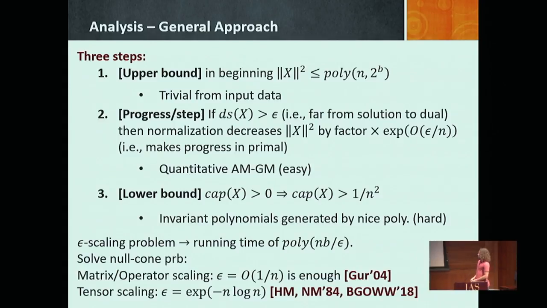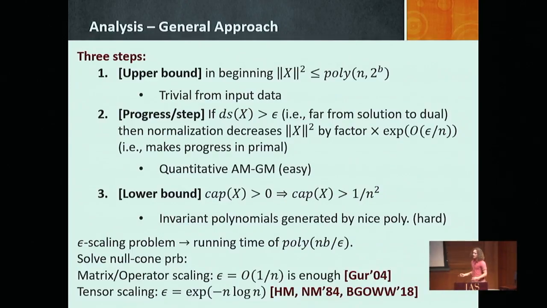Okay, so if we're only interested in the epsilon scaling problem, if you give me epsilon as a parameter, this analysis shows that the running time will be polynomial in n, b, and 1 over epsilon, right? So if you give me the epsilon that you're happy with, then we're good. But to solve the null-cone problem, you need to pick a big enough epsilon. And how big? For the matrix and operator scaling problem, we'll see that if you pick epsilon to be 1 over n in general, it is enough. But for the tensor scaling, the only bound that we can prove is an exponentially small epsilon. This is pretty bad, right? That's why to solve the null-cone problem for the tensor scaling action, we take exponential time. Okay, but we'll see this later with more detail. Any questions so far?